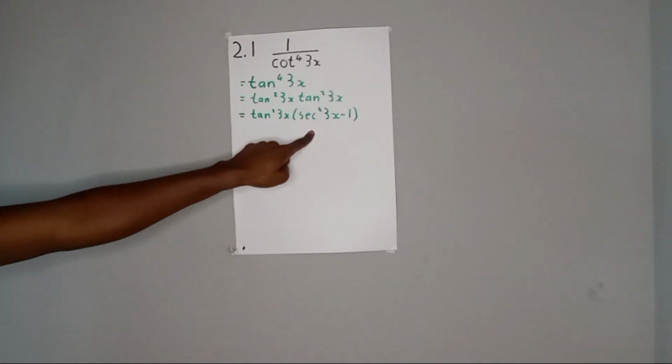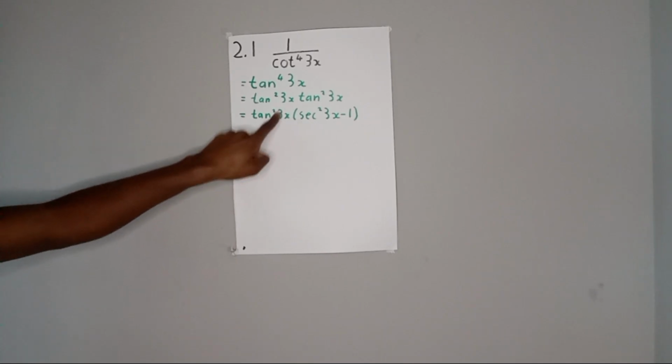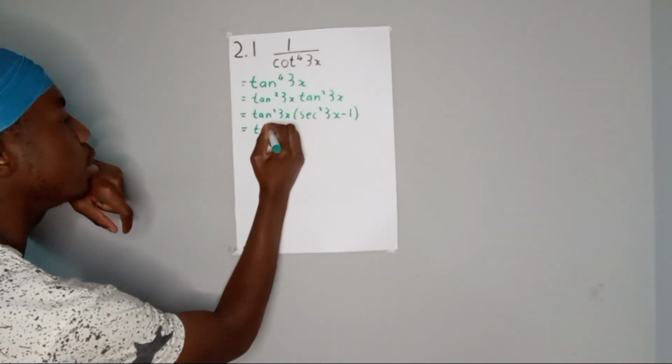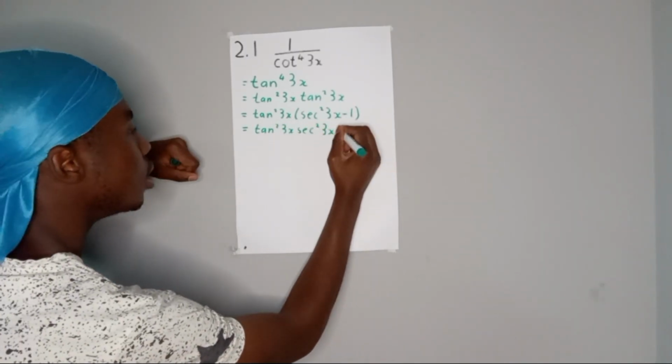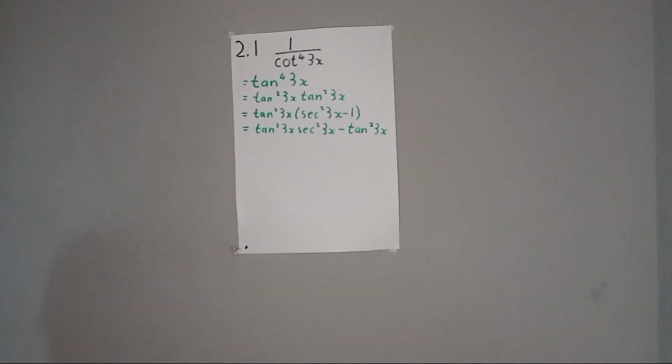Let's expand this bracket. Let's multiply this tan squared with whatever's in here. Okay, we're doing that now. Now, what is the next step, guys? What is the next step? Put it in the comments below. What is the next step?